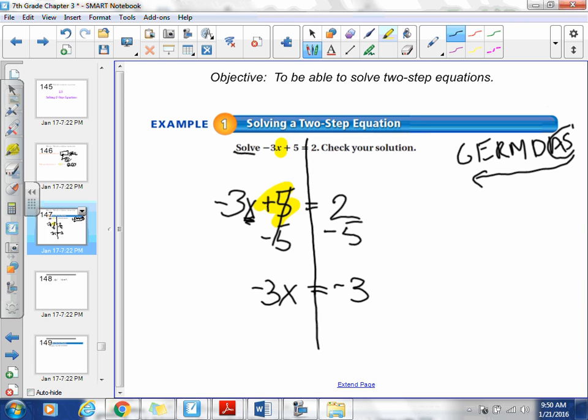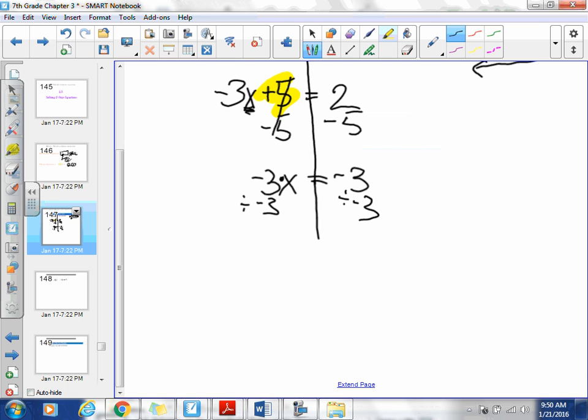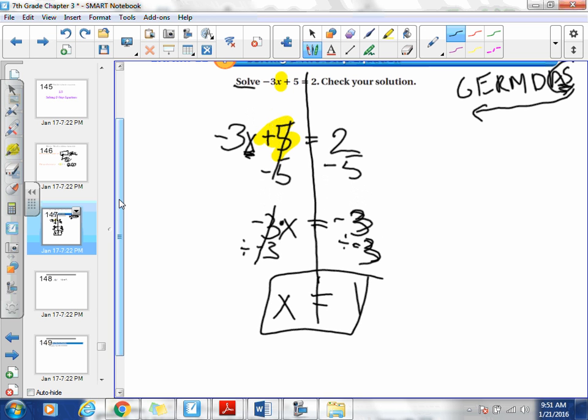Next, I am going to check, is there any more adding and subtracting to undo? There's not. So now I'm going to undo any multiplying and dividing. We have negative 3 times x, so we are going to undo that by dividing by negative 3 on both sides. By the way, now we just have a one-step equation left. You're used to doing things that look like this. Negative 3 divided by negative 3 is positive 1. We're left with 1 positive x equals negative 3 divided by negative 3, which is positive 1. So x is the same as 1.